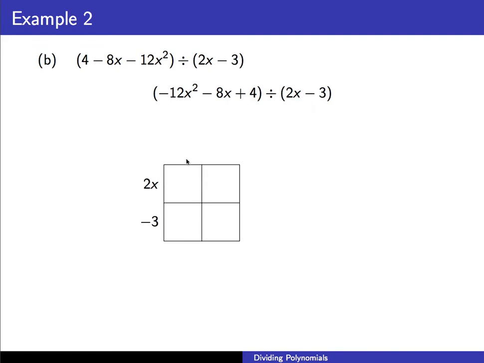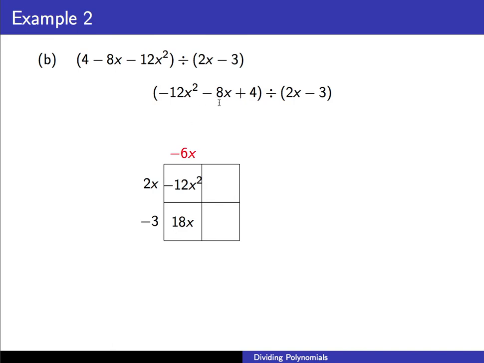We're going to start with the negative 12x squared in the upper left cell. And above that is going to be the answer to negative 12x squared divided by 2x. That gives us negative 6x. So again, negative 6x times 2x gives us this value of negative 12x squared. And then below that, negative 6x times negative 3 is positive 18x. So we've accounted for the negative 12x squared.